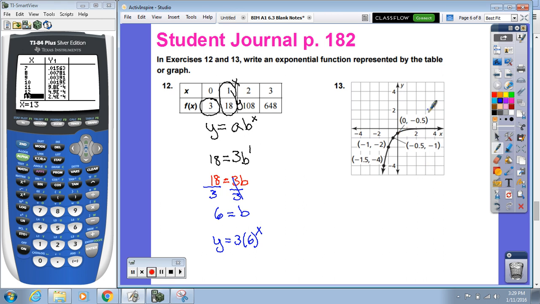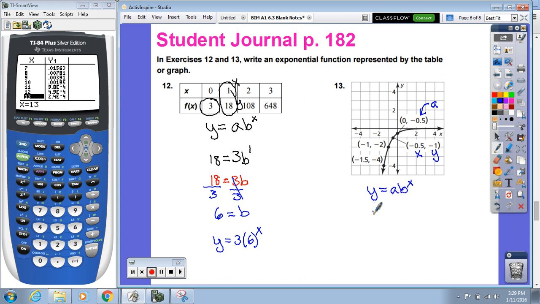So right here, once again, I know that this number is a. So I pick a point, any point at all. I'm just going to go ahead and choose this for x and this for y. And if I plug this in, I have y equals a times b to the x.